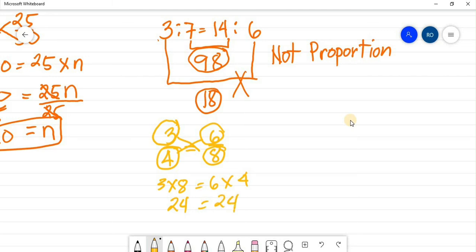As you can see, they have equal cross product. So meaning to say 3/4 is equal to 6 to 8. They are proportion since they have equal cross product.